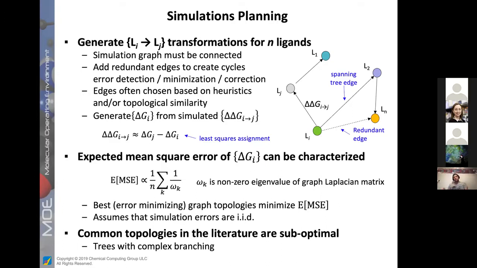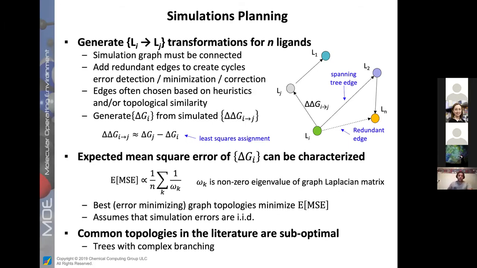And when we look at the literature, common topologies are usually suboptimal because they are representing trees with complex branching where people by topological similarity are clustering ligands together and having 1 or 2 connectivities to another cluster. So if one of those 2 connectivities then fall apart for any reason, the entire network is falling apart. So it's a little bit like having a really good internet in North America and Europe, but basically connecting both just by a single cable. If it's cut, well, then the whole network falls apart.